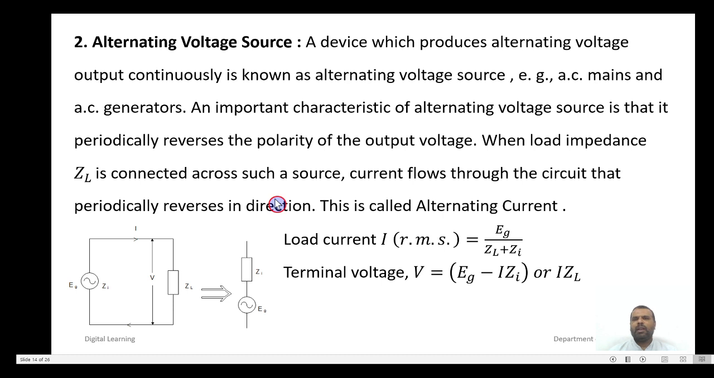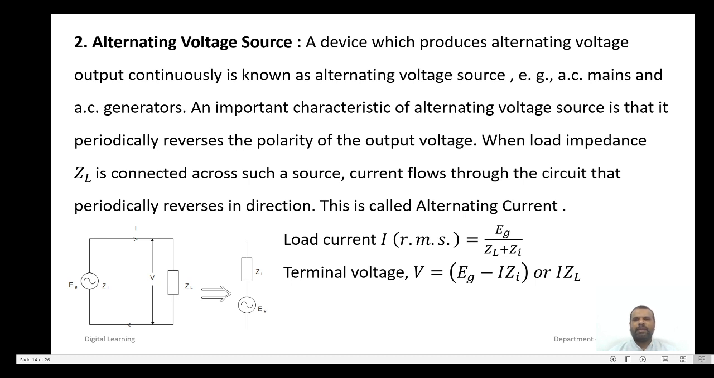Second one, alternating voltage source. A device which produces alternating voltage output continuously is known as an alternating voltage source. Examples are AC mains and AC generators. An important characteristic of an alternating voltage source is that it periodically reverses the polarity of the output voltage.